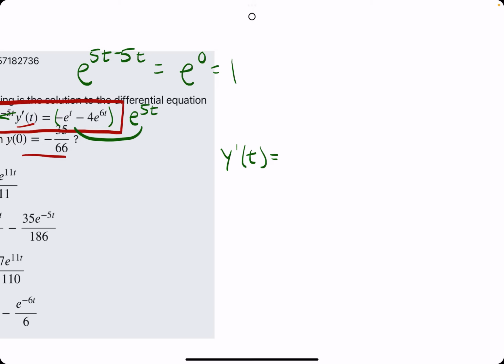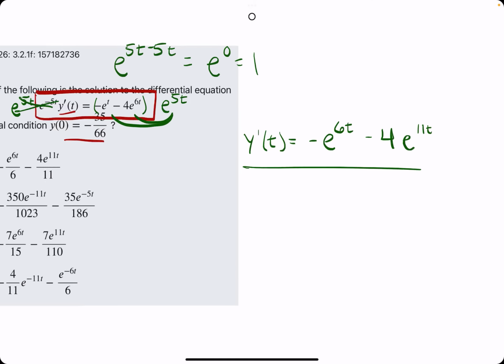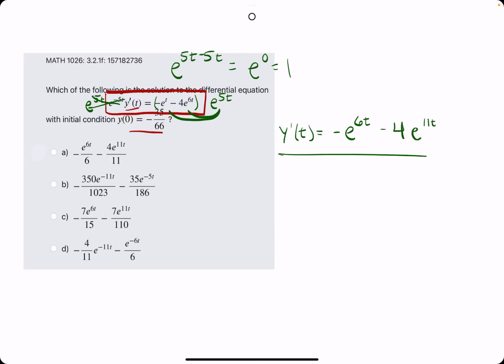and now we are distributing e to the 5t to both terms here. Again, we add their exponents when we multiply the two e terms. So we have the negative, we have e, and then 1t plus 5t is 6t. So that was adding this t and this 5t. And then we distribute the e to the 5t to the minus 4e to the 6t plus 5t is 11t. So this is our y prime.